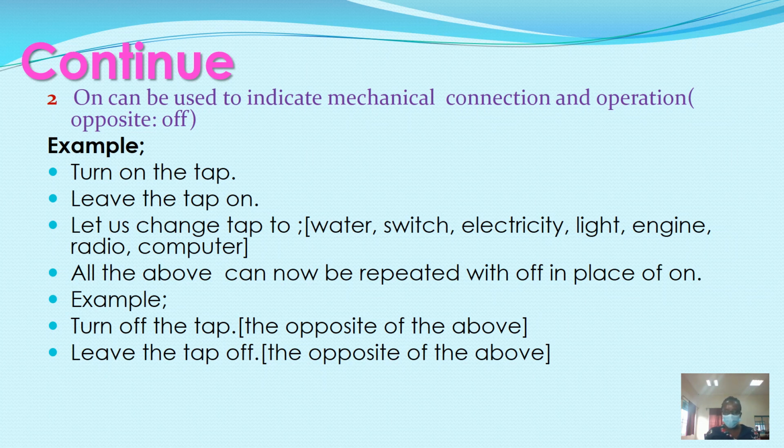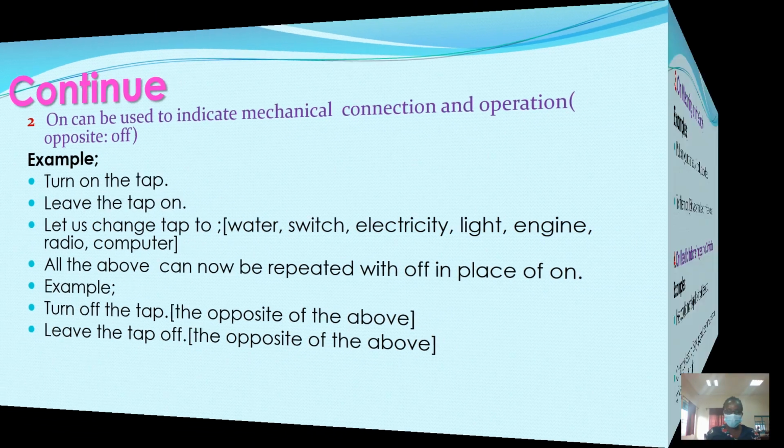All the above can now be repeated with off in place of on. For example, turn off the tap, the opposite of the above. Leave the tap off, the opposite of the above.